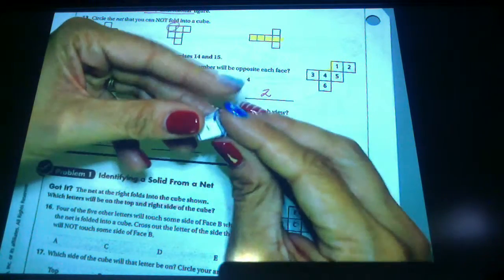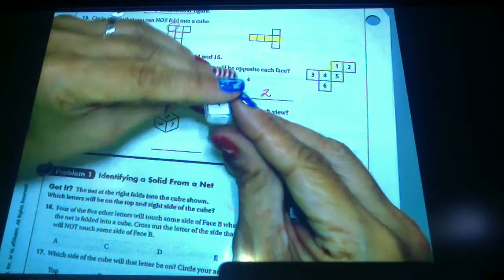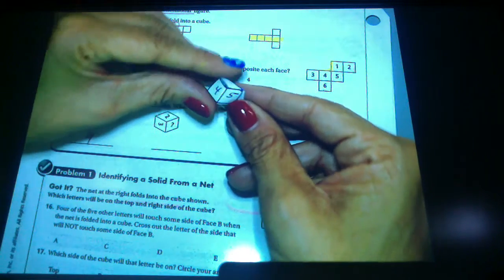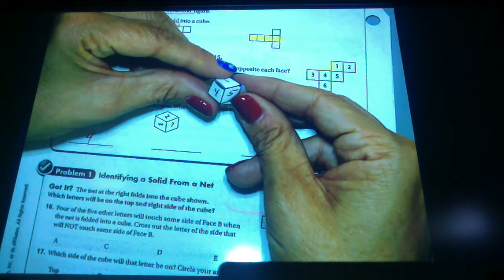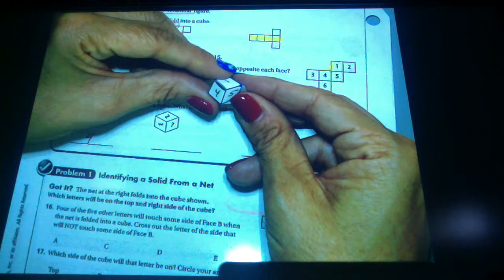And again, if you don't believe me, let's look at it. So here's my cube. Let's just show the 1 and the 5 in the corner view. And so here's your corner view. There's your 1 and your 5. What else is showing? That 4. All right, try that one.